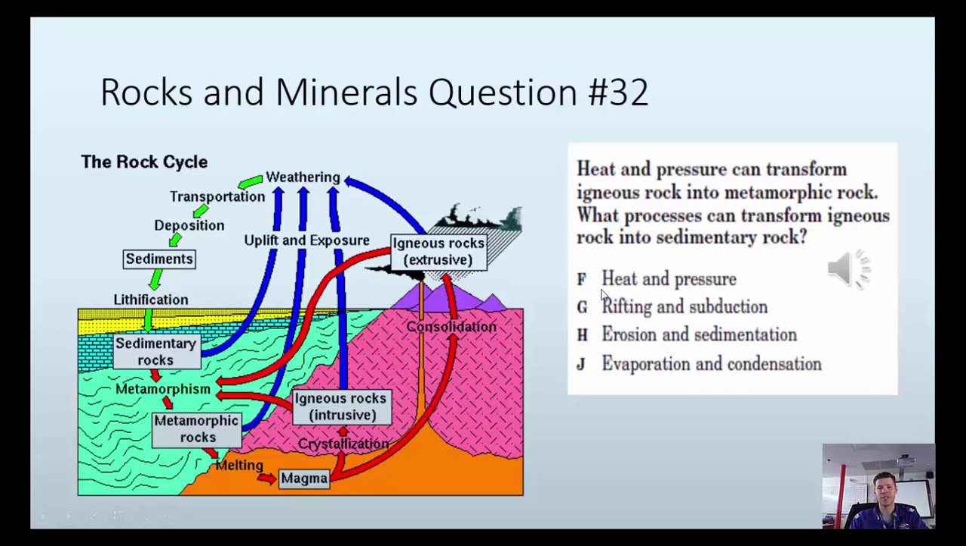So our best answer is not heat and pressure. That's how we make a metamorphic rock down here. Rifting and subduction? No, that's not how you make a sedimentary rock. Erosion and sedimentation? Yes, that is our best answer. H, erosion and sedimentation.